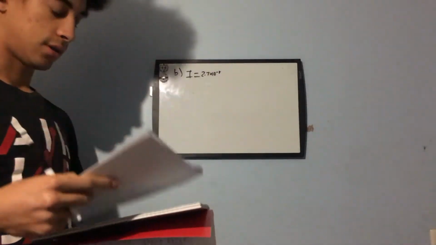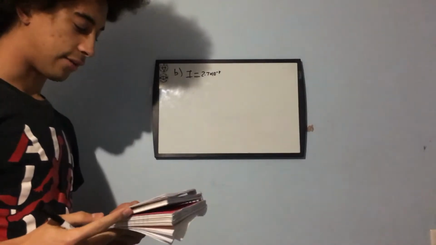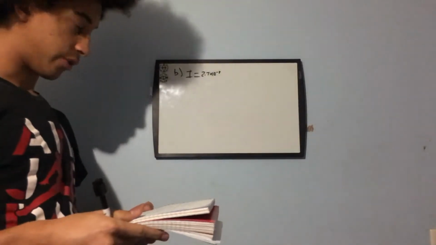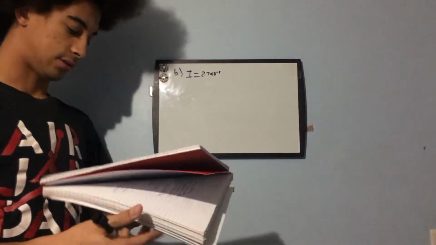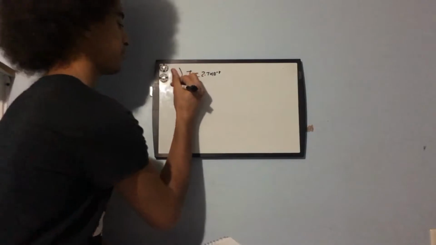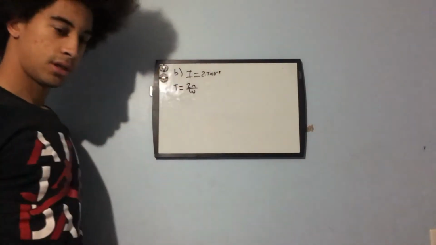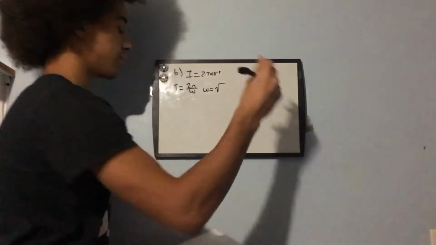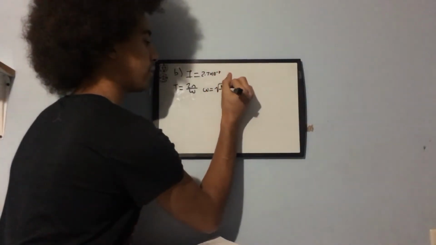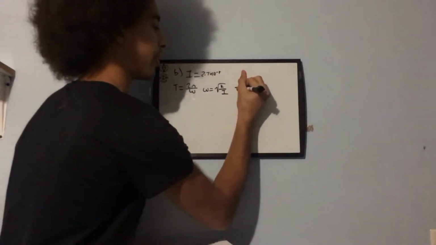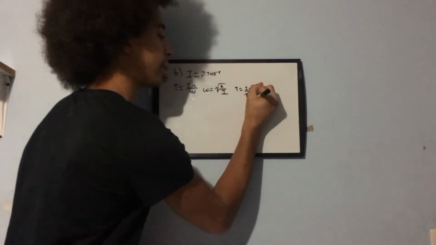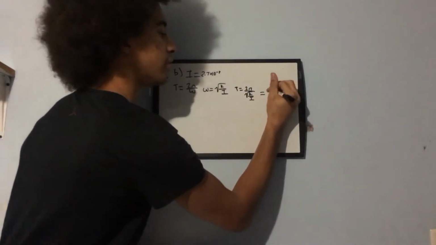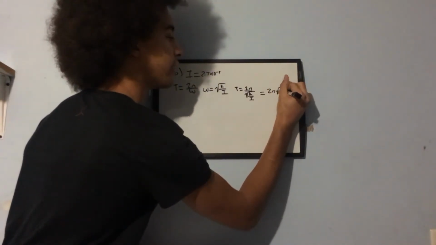And part B says, what is the torsion constant of the coil spring? So for that part, we want to use the period equation. So again, T equals 2 pi over omega. And in this case, with a spring, omega will equal root k over I. So we'll have period equals 2 pi over root k over I. And so then we just flip that up, and we'll have this equals 2 pi times root I over k.